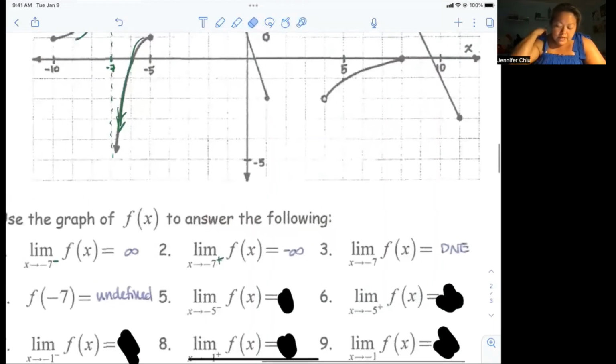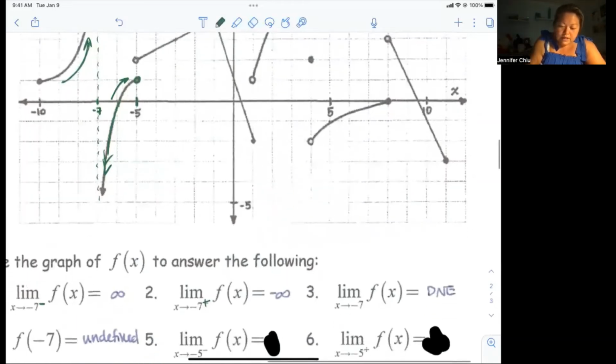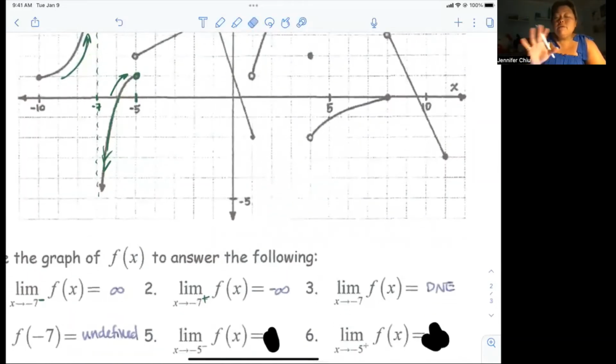Okay. So next, we are looking at the limit as x approaches -5 from the left side. So -5 is right here. We're coming now from the left side, towards it. Oh, it's ending up at 1 here, right? That y value is 1. Doesn't matter if it's open or closed. It looks like it's stopping at 1. That is my limit. The answer is 1.